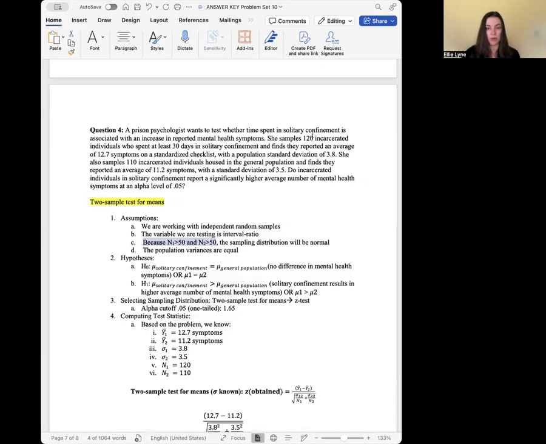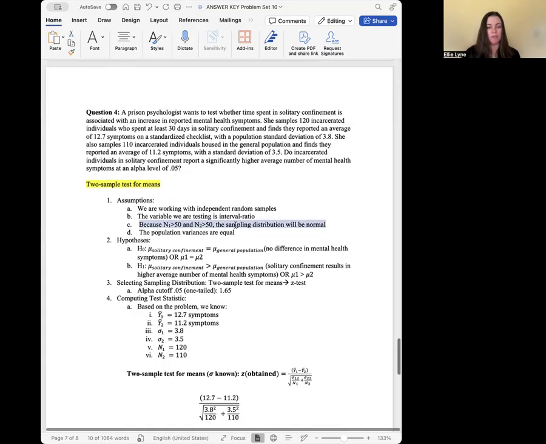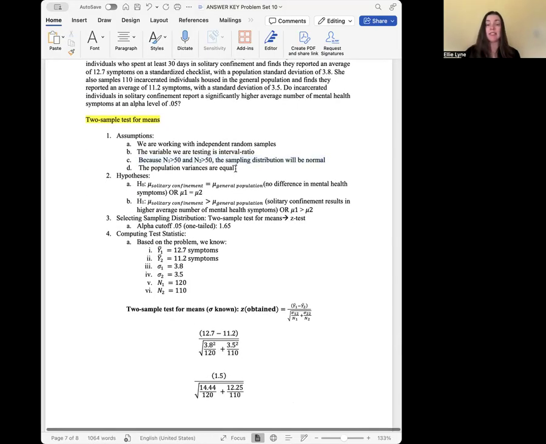So let's take a look at both groups, 120 for group number 1 and 110 for group number 2. So we're good. Again, both elements here need to be included. A distinct assumption that is only here for two sample tests for means is this one right here, the fourth one. The population variances are equal.